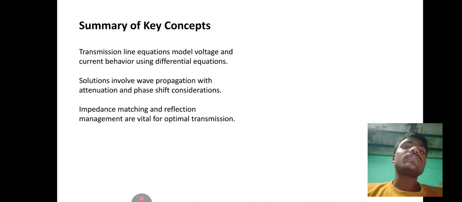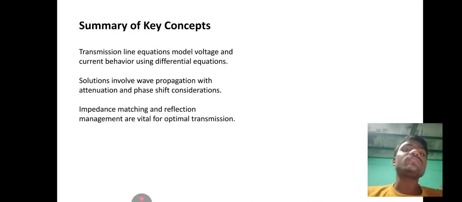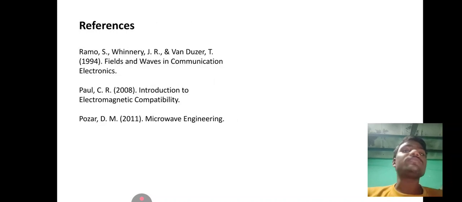Summary of key concepts. Transmission line equations model voltage and current behavior using differential equations. The solution involves wave propagation with attenuation and phase shift considerations. Impedance matching and reflection management are vital for optimal transmission.